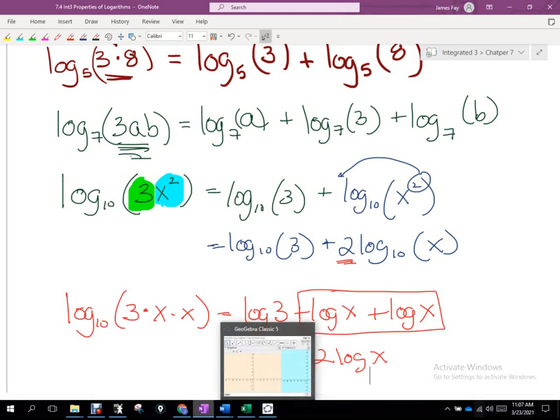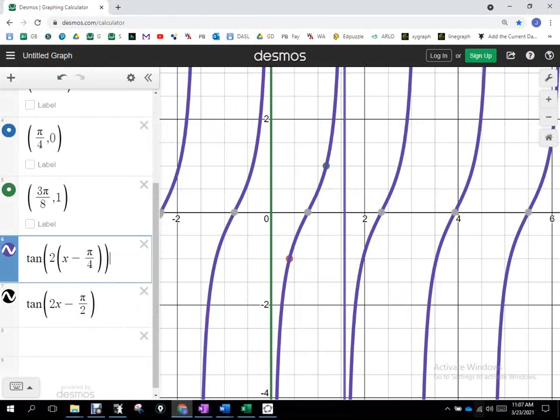Somebody's art project. I think that's an art project.